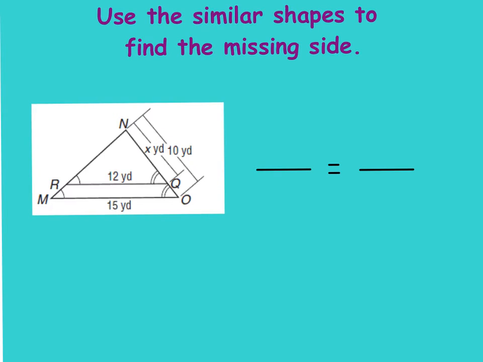Alright, this one's a little bit tricky. Go ahead and see if you can match up the sides. I would just like to point out that we do have some extra lines, like if you notice this line right here, this shows you where x is. So x goes from the N down to the Q, and then the 10 yards goes from the N all the way down to the O. Go ahead and see if you can match up the sides.